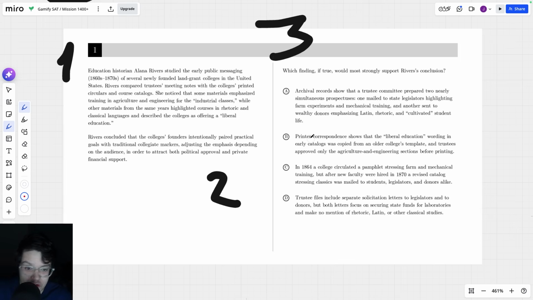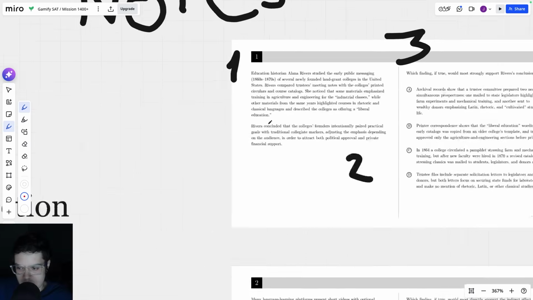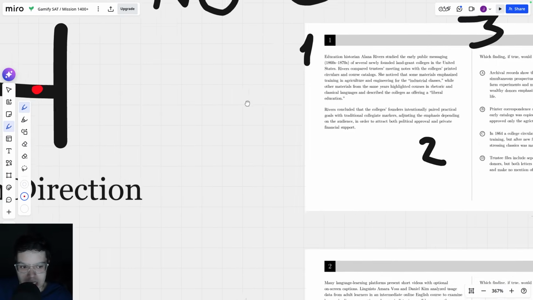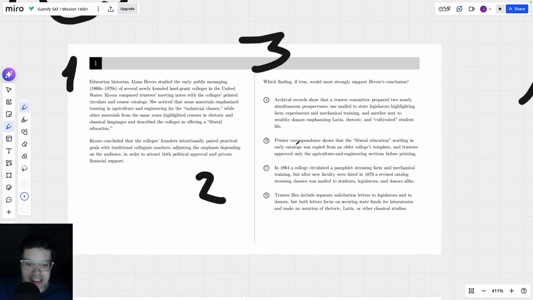I'll read the rest just to see if we can find a better one. Printer correspondence shows that the liberal education wording in early catalogs was copied from an older college's template, and trustees approved only the agriculture and engineering sections before printing. This would really not be in the direction at all. It's more in this area here, because this would basically be implying that they had no intention of sending these two different things, and they were just copying something that was already given to them before. So if I'm choosing between A and B, B is definitely worse. I'll go ahead and eliminate it, because A is definitely going to win out in any situation.